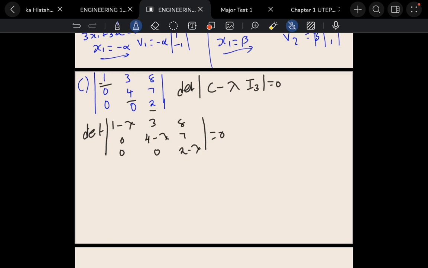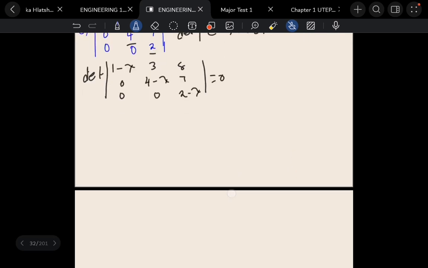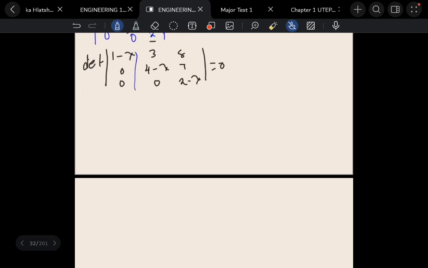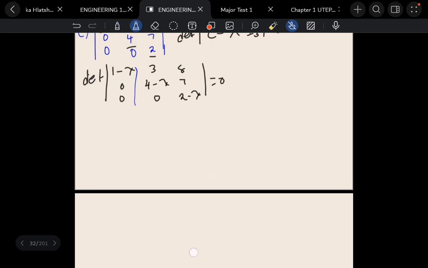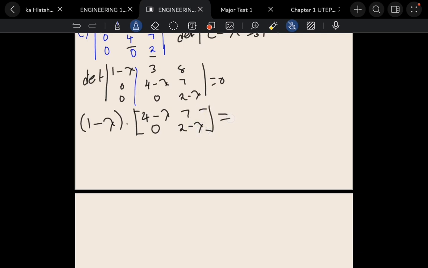And then remember, to find the determinant of a 3 by 3 matrix, you use any row or any column. If you notice, this column has the most zeros, so use that column to find the determinant. I'm going to have 1 minus lambda times the submatrix 4 minus lambda, 0, 7, 2 minus lambda, equals 0.